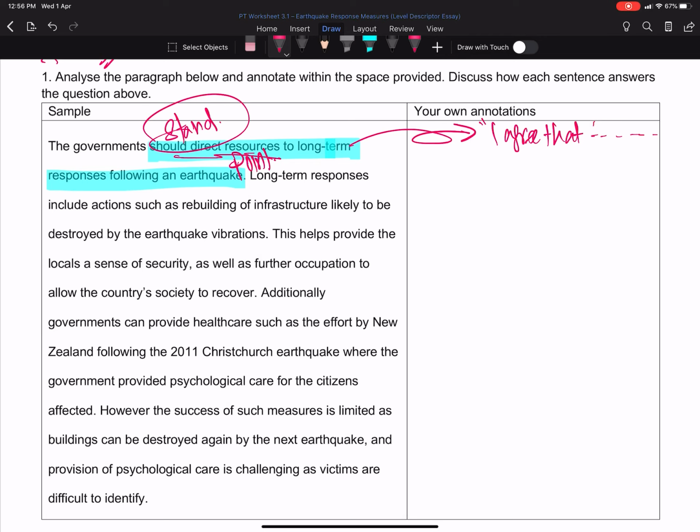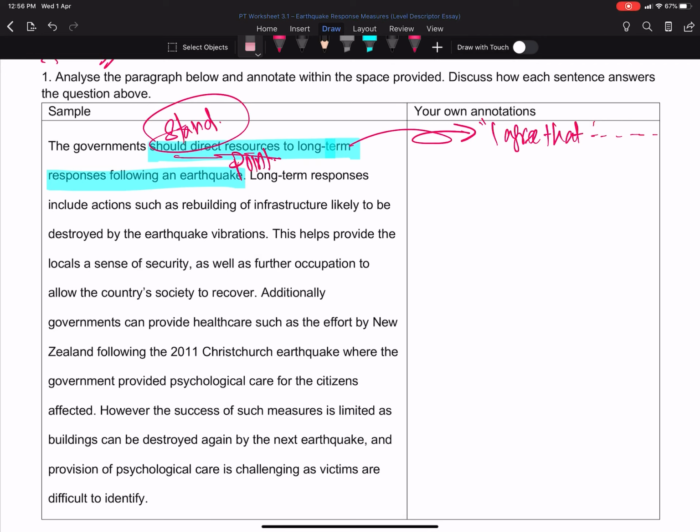Not sure? Anybody want to try and help? How will you write your topic sentence for this, to introduce long-term response? From looking at this, would you know that this is a long-term response? Do you know what long-term response is to begin with? It's not clear, right? What a long-term response is. What is a long-term response?